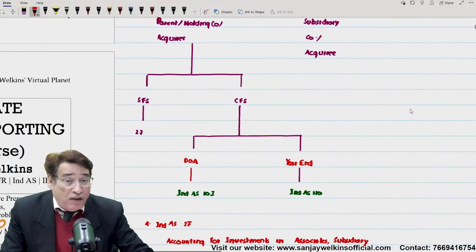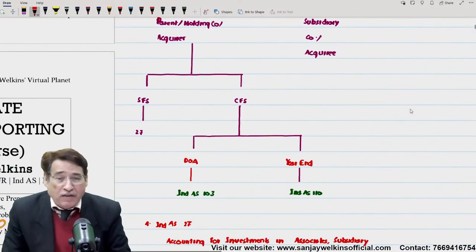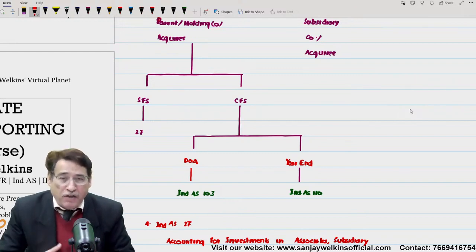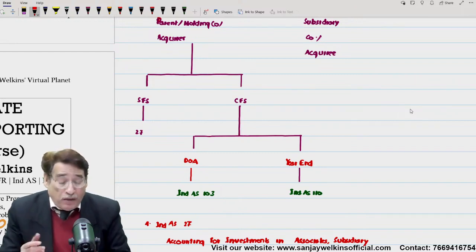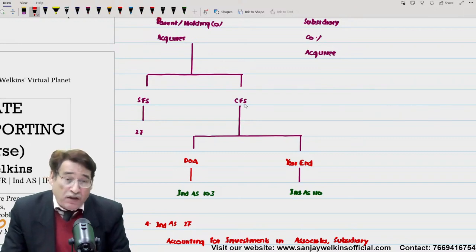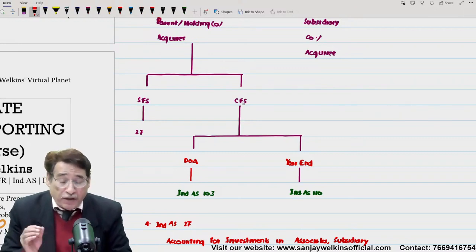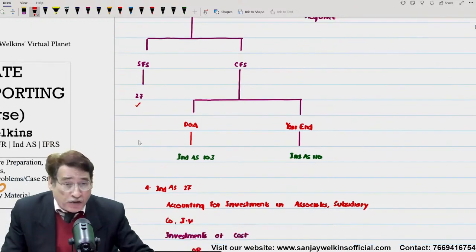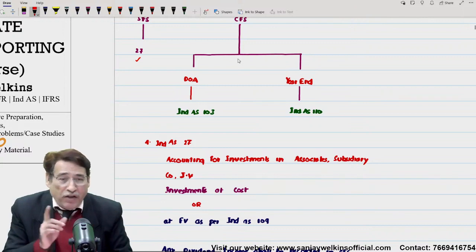Under such a situation, as we saw in the last session, we are supposed to prepare two types of financial statement. We means the investor entity, the parent entity. One, that is separate financial statement. Another one is consolidated financial statement. Separate financial statement shall be prepared as per Ind AS 27. But consolidated financial statement, this is the important point.